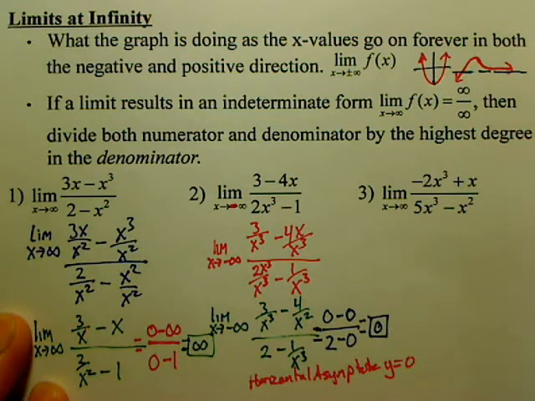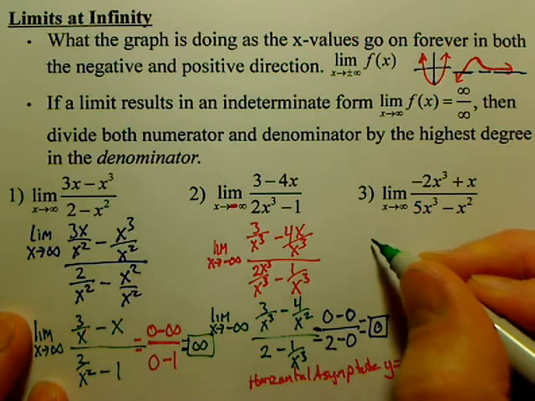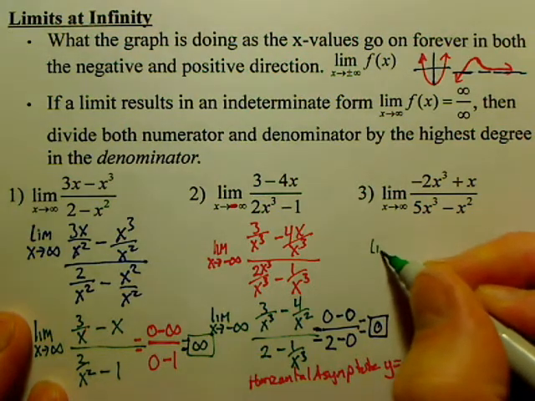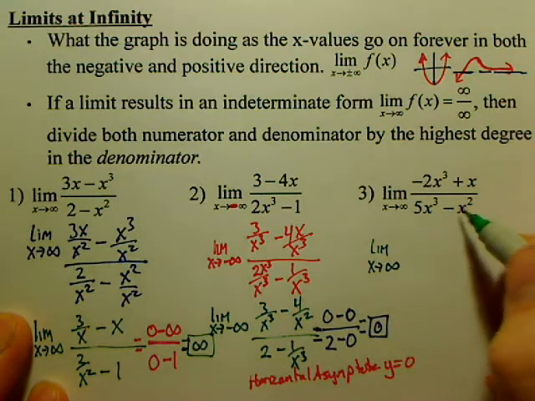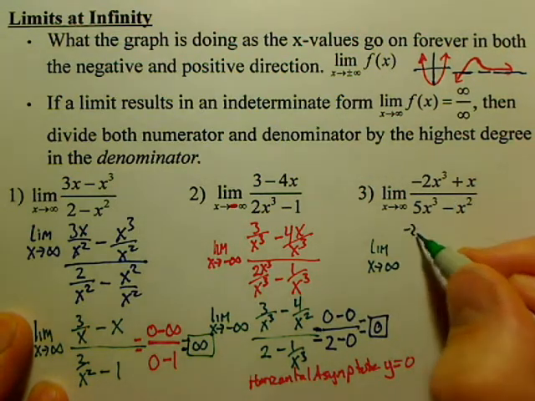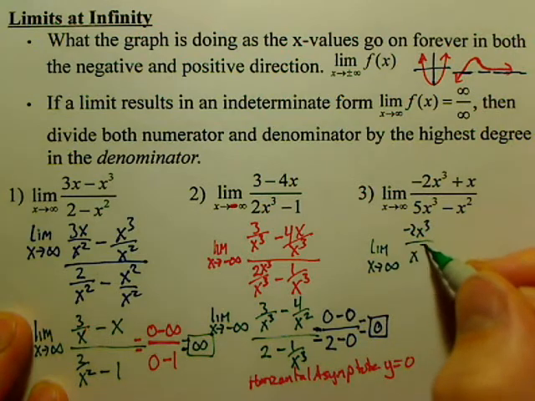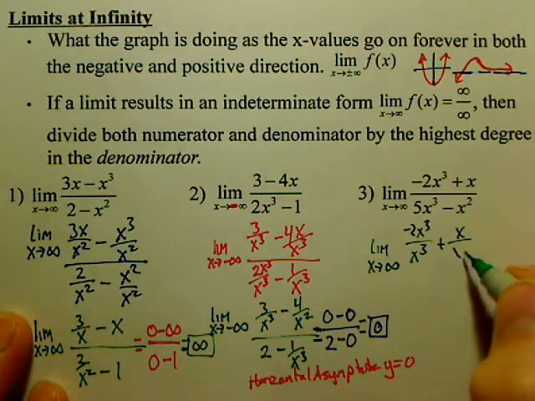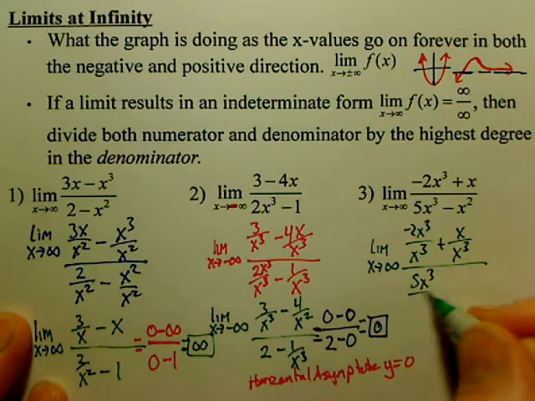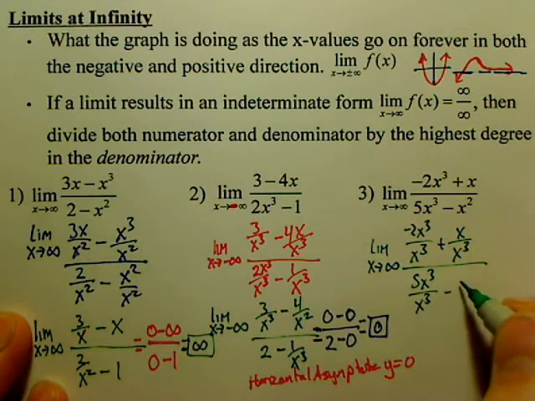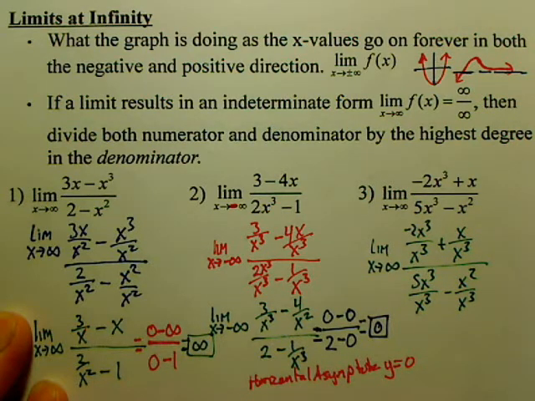Alright, this last one, same process. It kind of gets redundant, sorry about that. The limit as x approaches infinity. The highest degree here is x to the third, so we divide: negative 2x cubed over x to the third, plus x over x to the third, over 5x to the third divided by x to the third, minus x squared over x to the third. Hope you're getting the hang of it here. What do we get here?